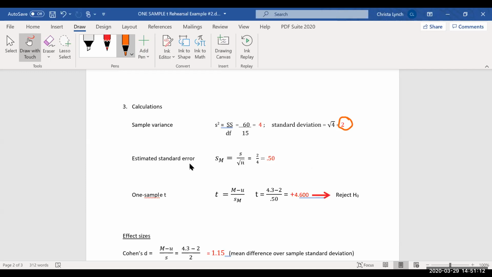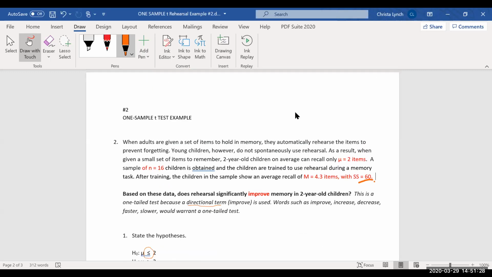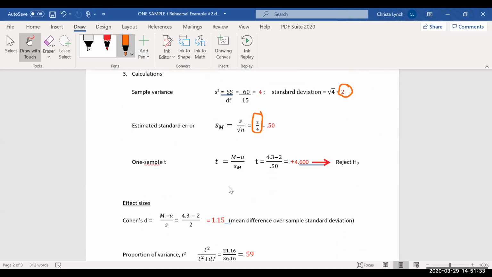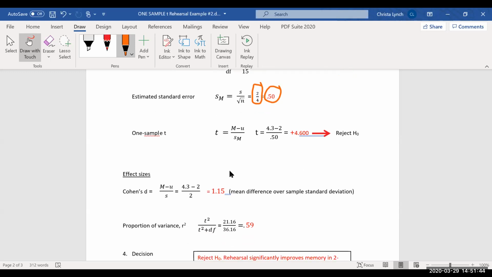So our estimated standard error is standard deviation for the sample divided by the square root of n. Our standard deviation for the sample is 2, and the square root of 16. Okay, so remember our n was 16, which is up here. So our n was 16, and square root of 16 is 4. So our estimated standard error is 0.50. So that's going to go in the denominator.